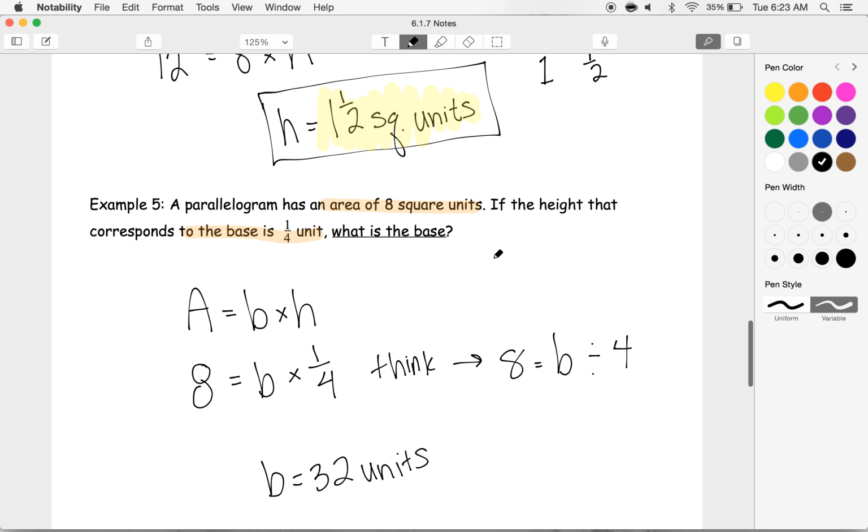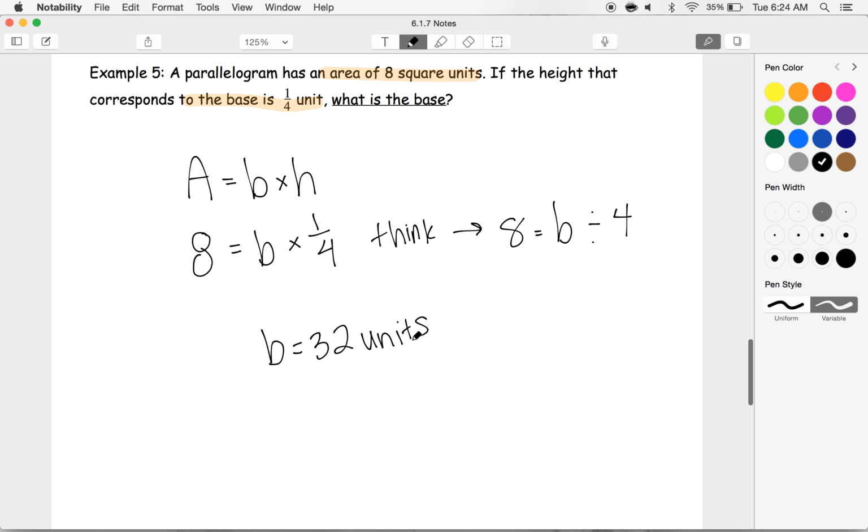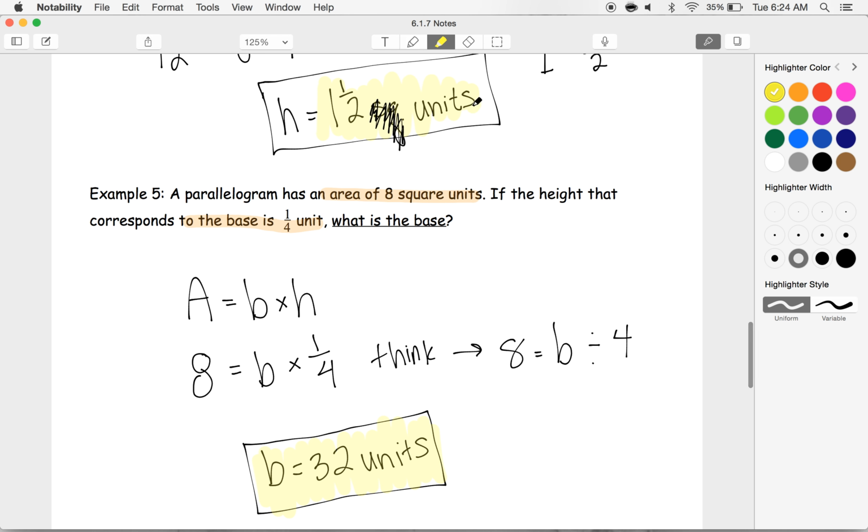So whenever I'm finding my height, and I just realized this is not square units, this is just units. My base is units. Whenever you're talking about the height or the base, the answer label is just units. When you're talking about area, then it becomes square units. So I apologize, this one up here was just units.